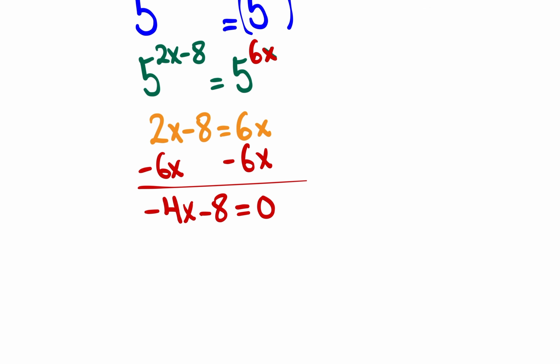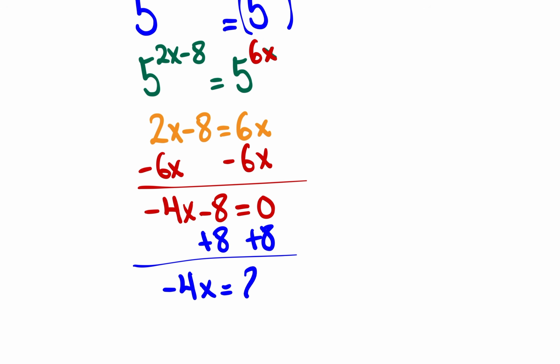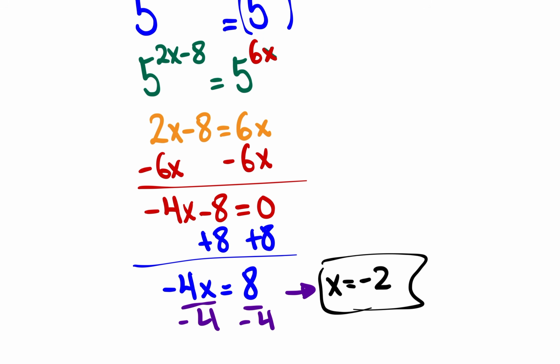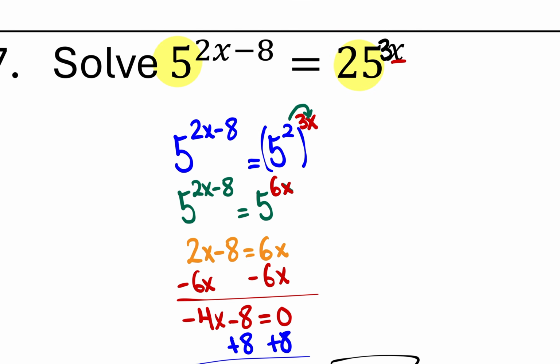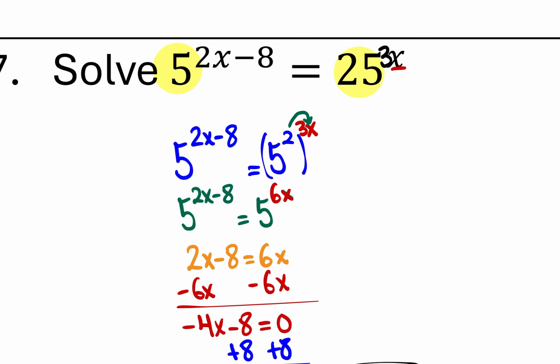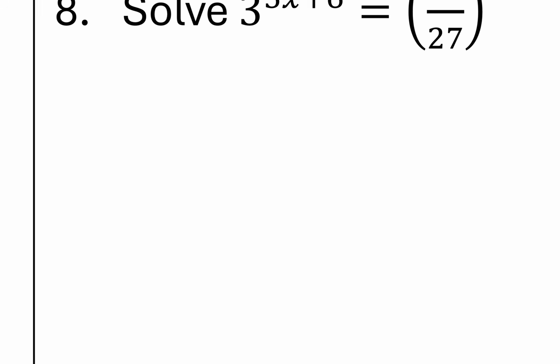We then move all the constants to the right-hand side, so plus 8 plus 8. That's going to give us negative 4x is equal to positive 8. We then divide both sides by negative 4. And this will give us a final solution of x is equal to -2. Okay, now again, I just made a little mistake right here. I forgot to change this one to be a 3x. Okay, all right, let's go ahead and move on to the next one.